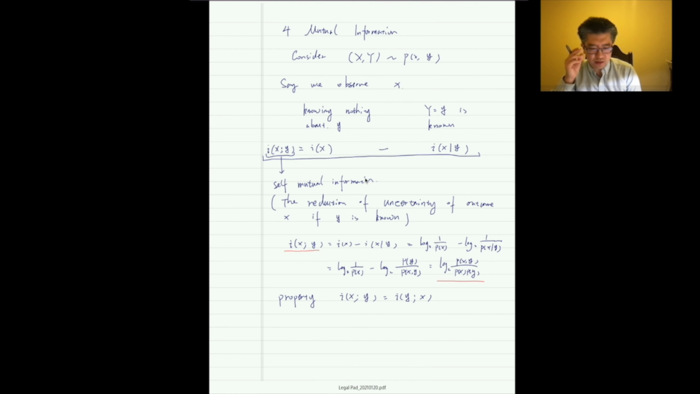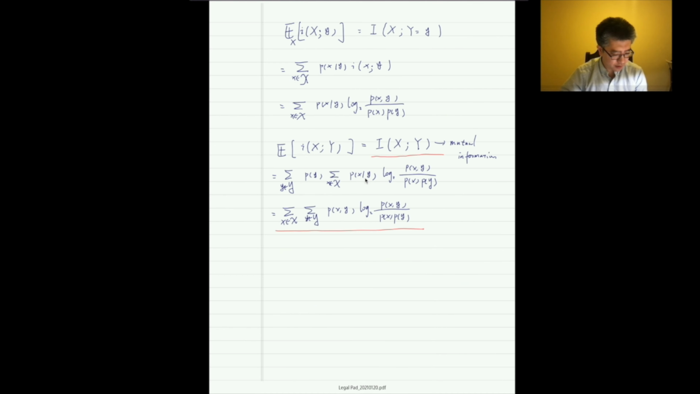Maybe what I said is not quite correct. It's a reduction of the uncertainty, right? So it's the original uncertainty of x, minus the remaining uncertainty of x given y. It's a reduction of the uncertainty of x when we observe y. Okay, so hopefully I'm clear enough.